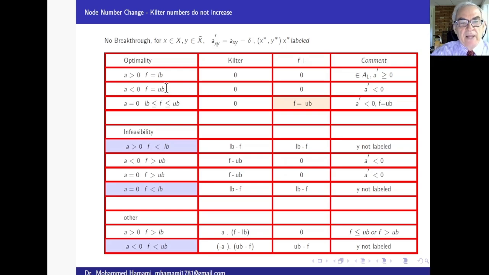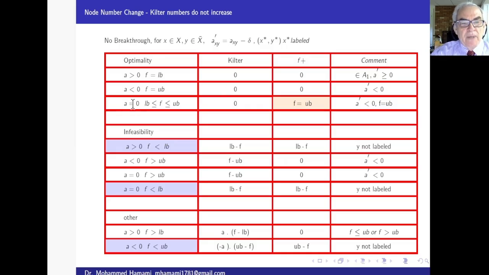How about A negative and the flow is equal to the upper bound? Well, A negative means A prime is negative. So the state before and after is the same, and the Kilter number is the same. So no change there.